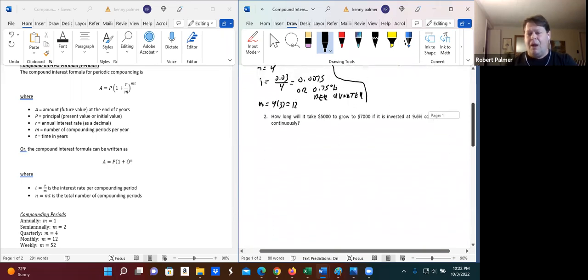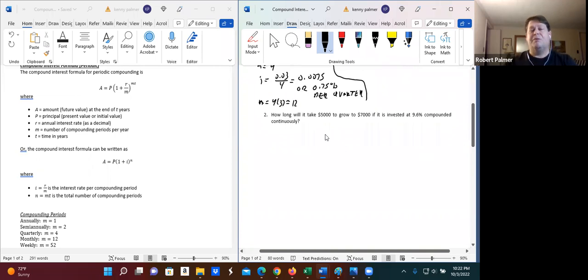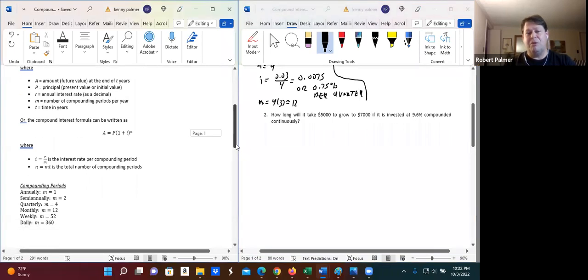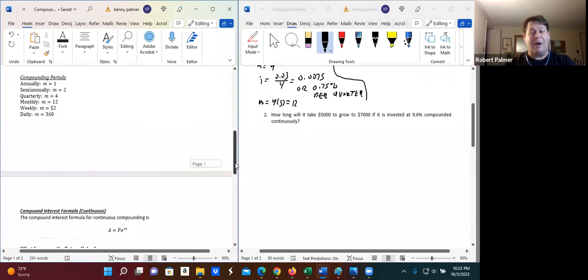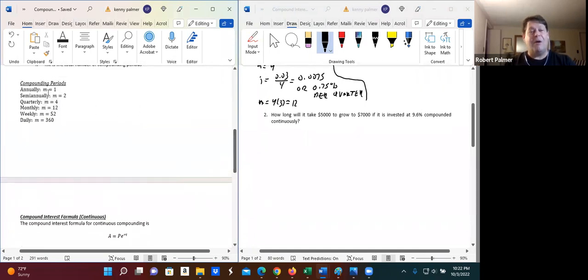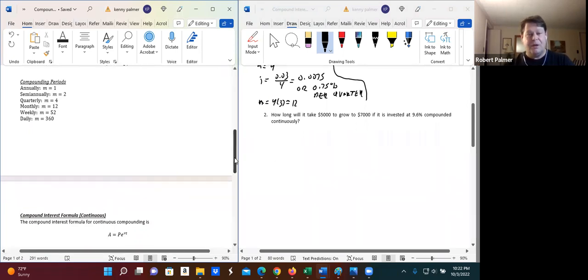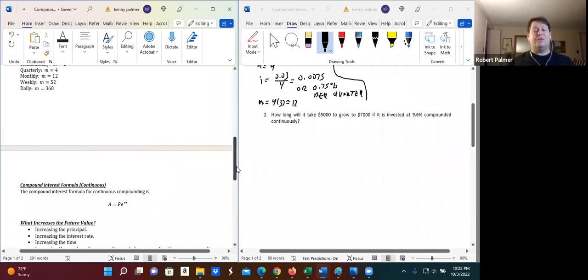Now, another possible question similar to this: how long will it take $5,000 to grow to $7,000 if the interest is 9.6% compounded continuously? So let's also review that. There's also a continuous compounding formula. Recall, we said that continuous compounding is the ultimate compounding. For everything else given the same, continuous compounding generates the most growth, although there are diminishing returns with each increase. The amount gained for continuous compounding versus daily compounding is not really that much, but it gives you the greatest amount of growth per given interest rate, time, and principal.